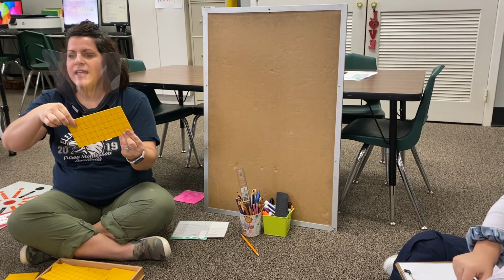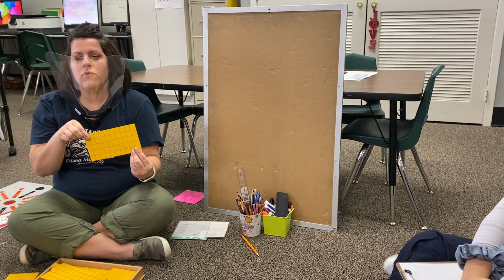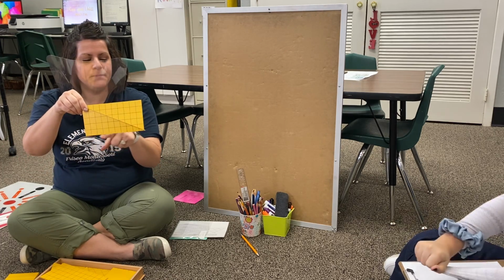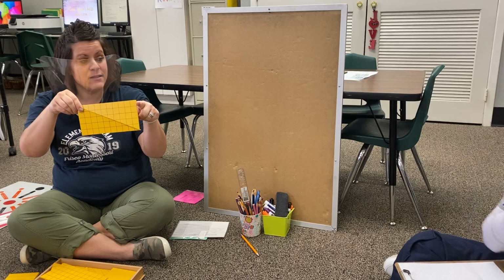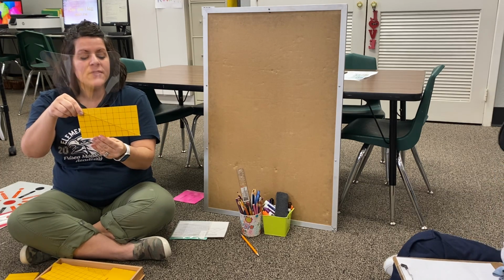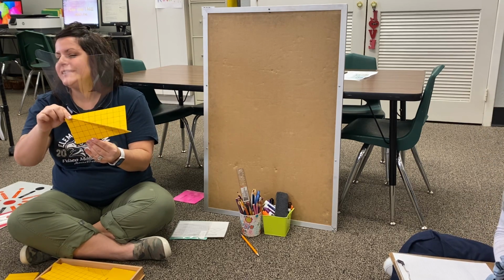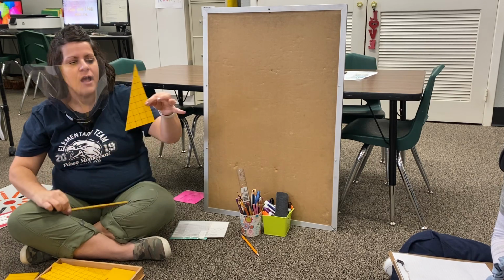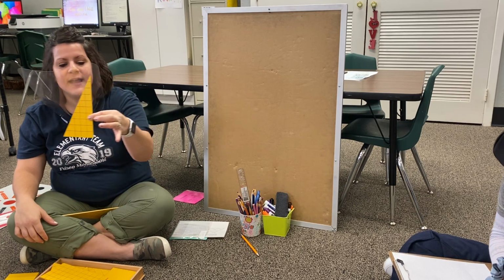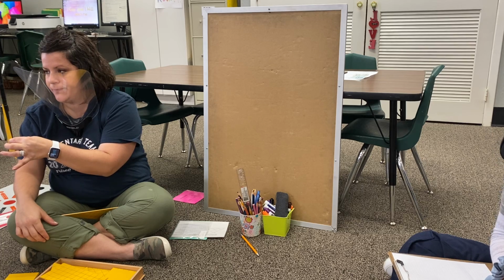So the area formula for a triangle is base times height, which is our rectangle. But then because a triangle is half of a rectangle, we will divide it by 2.